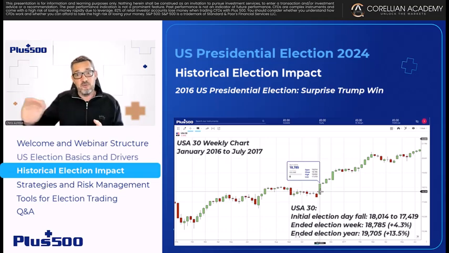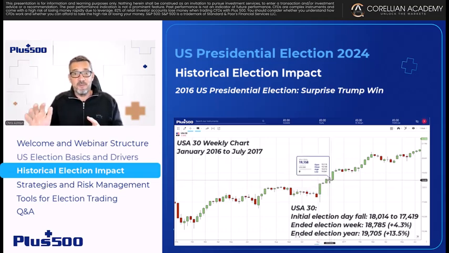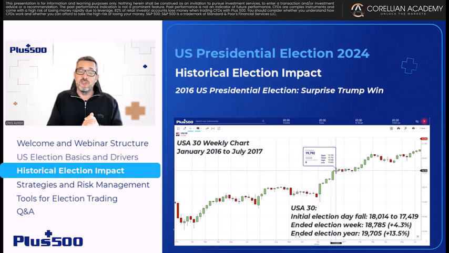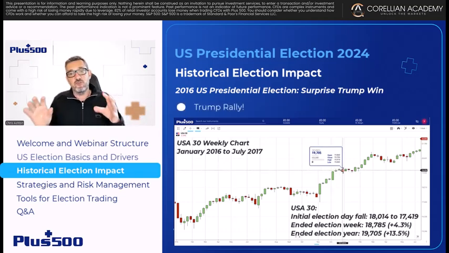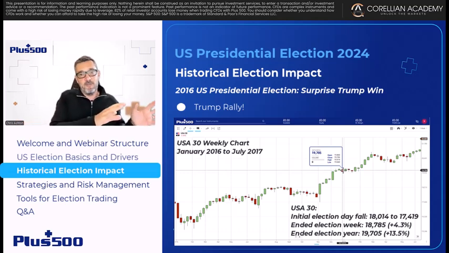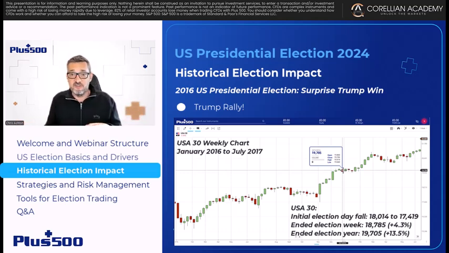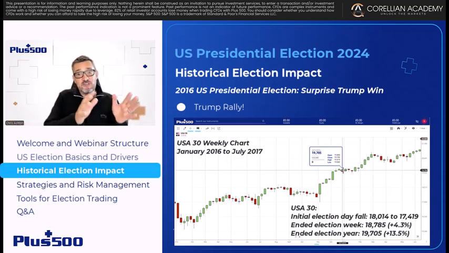And the rally continued in the months that followed, with the S&P and the NASDAQ 100 reaching record highs. The market rally after Trump's election became known as the Trump Rally. Investors were optimistic about his proposed economic policies, such as tax cuts, deregulation, and infrastructure spending, which were expected to boost corporate profits and economic growth.